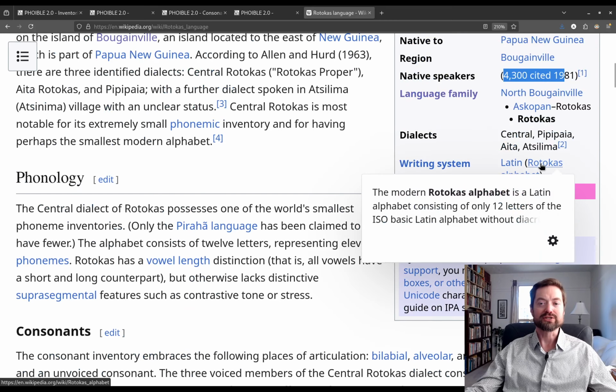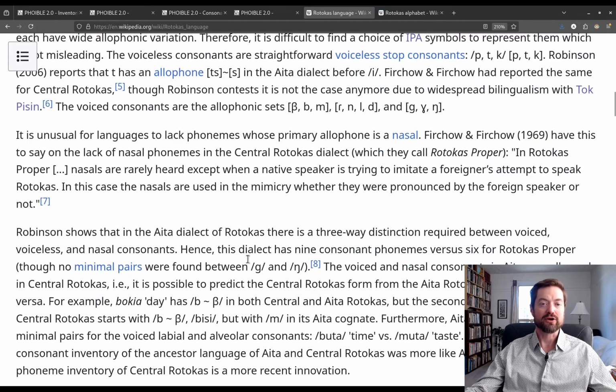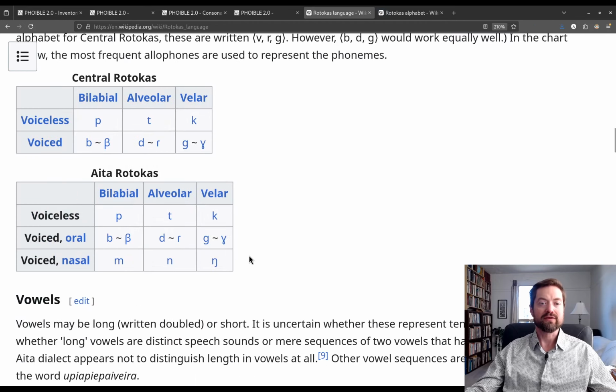There's even a Rotokas alphabet, which only has 12 letters. Well, that's fun. Okay, so here we have the famous inventory, the smallest inventory you can see, Central Rotokas. And here you see the plosives, P, T, K, and then the voiced versions. These little squiggles here are representing that there is variation.